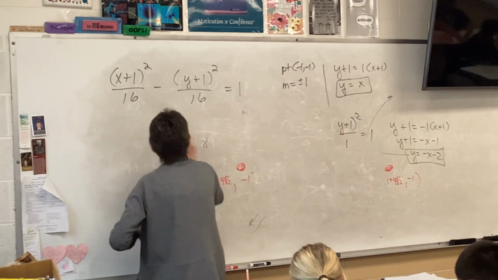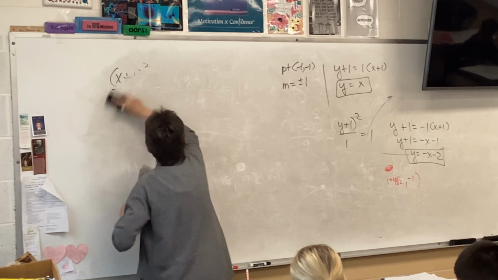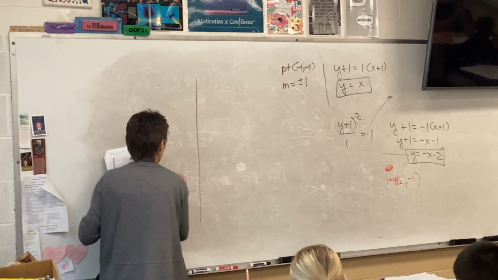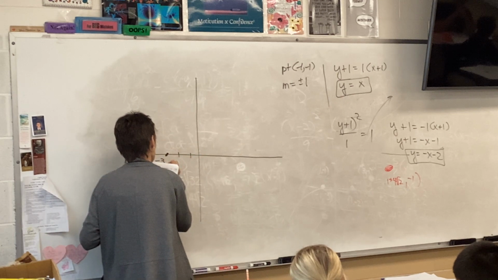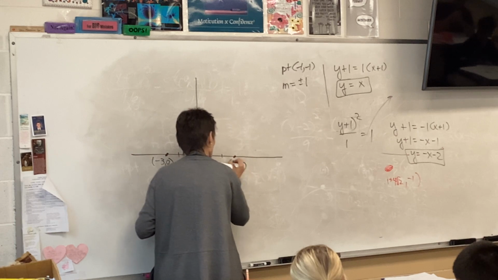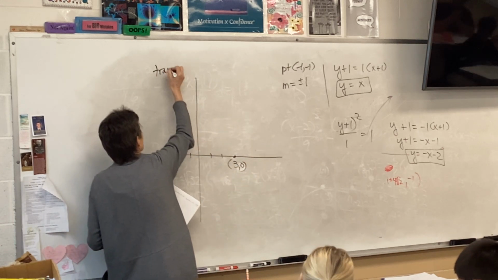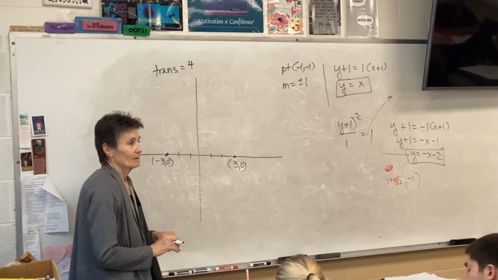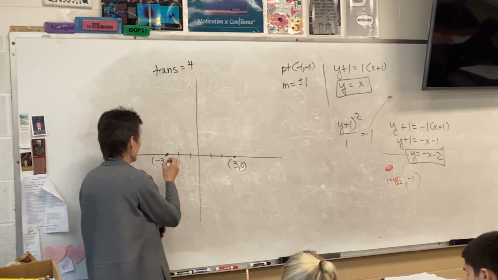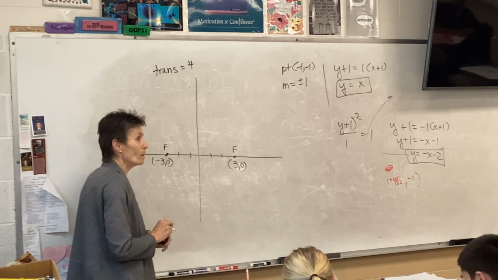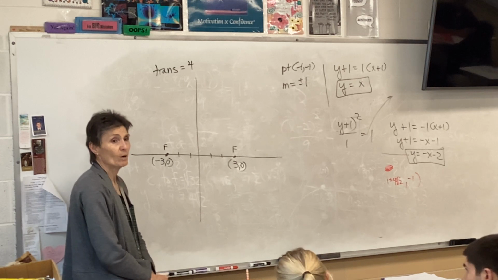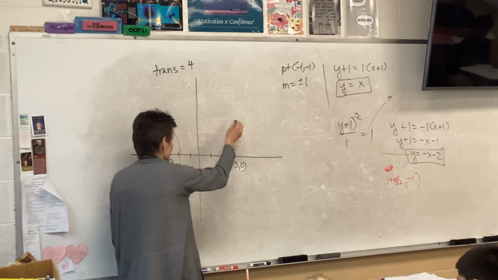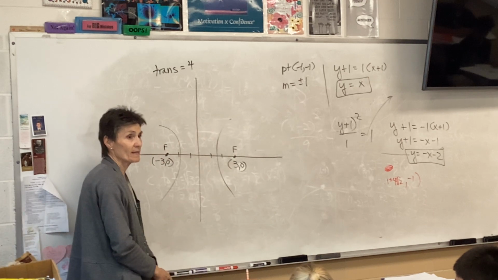Number 3. Write the equation of the hyperbola with foci at -3, 3, and a transverse axis that's 4 units long. Okay. Now, these are the foci. Which way does this hyperbola have to be opening if those are the foci? Sideways? Doesn't it have to be opening something like this? Would everybody agree with that?